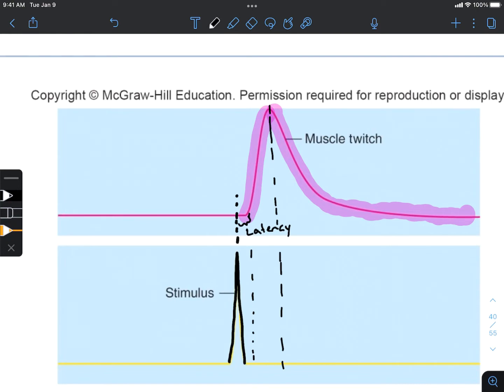This whole phase is due to that calcium ATPase working its butt off to put the calcium right back where it belongs in the sarcoplasmic reticulum, but that's a slower process than the release of calcium.